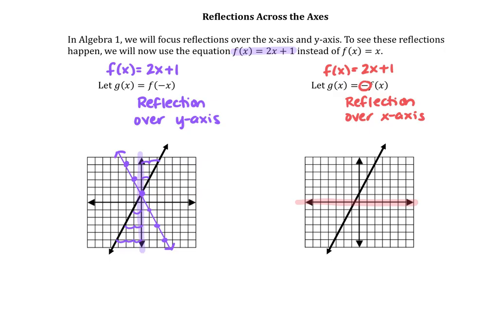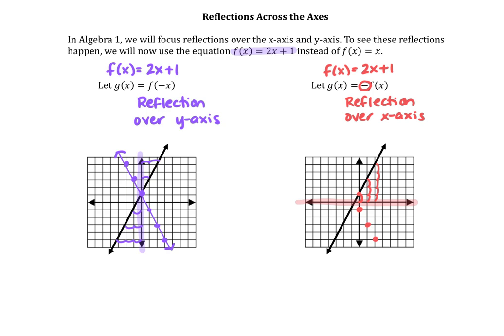So my point right here is 1 unit above the axis, so now I'm going to go 1 unit below the axis. This one is 1, 2, 3 above, so then I'm going to go 3 below. This one is 1, 2, 3, 4, 5. So I'm going to go 1, 2, 3, 4, 5 and plot a point.